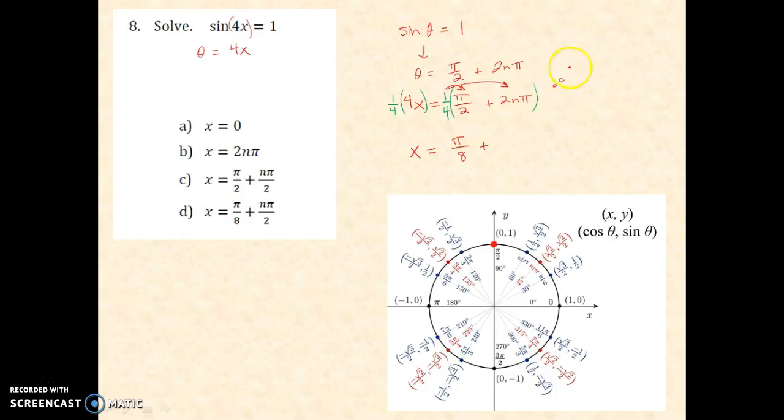So I'm going to thought bubble here for a second. 2n pi over 4. 2 over 4 is 1 over 2. So that's n pi over 2. And that is D.